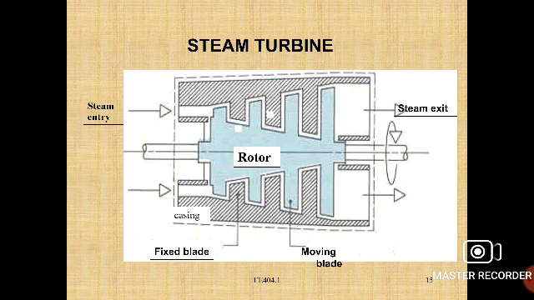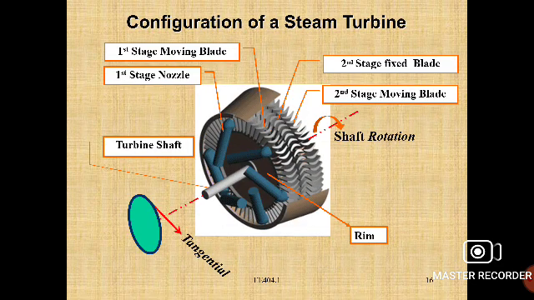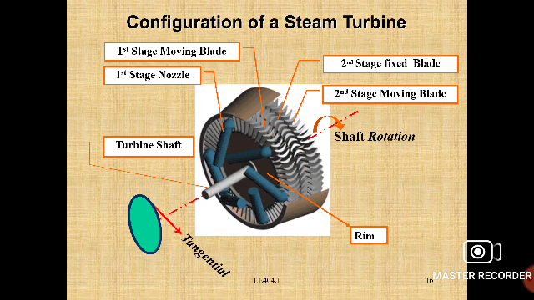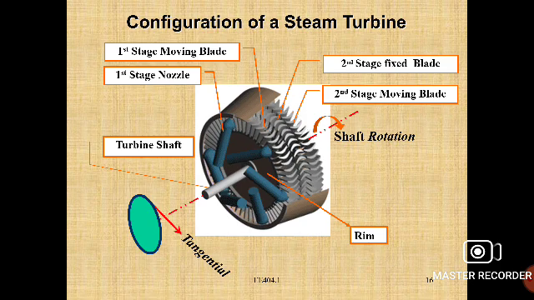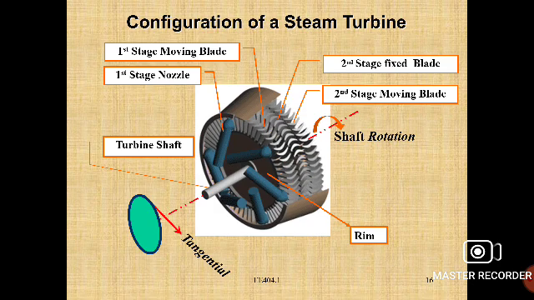The moving blades are placed on the shaft. Whenever the shaft revolves, the moving blades automatically rotate too. But the fixed blades are placed at one constant place, so they do not move. So this is the example. You can check the first two stages of moving blades. These are the main parts.